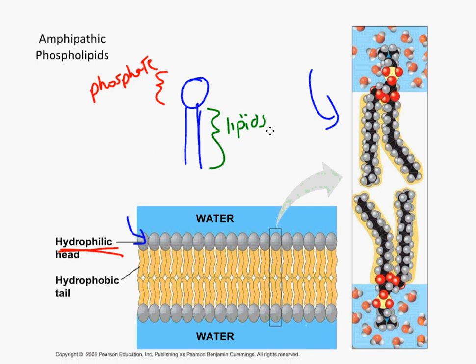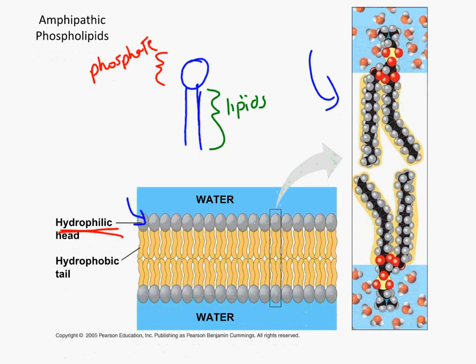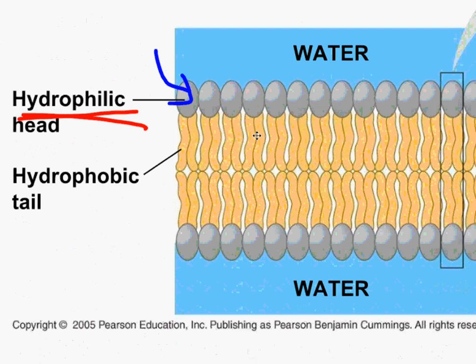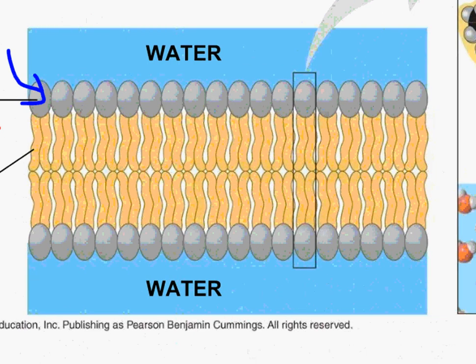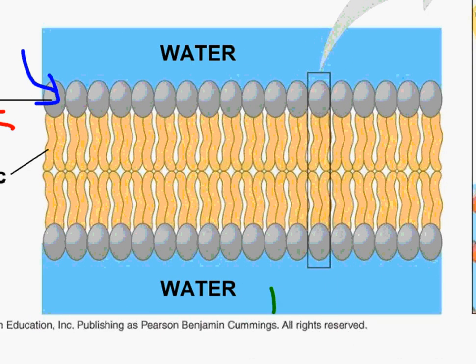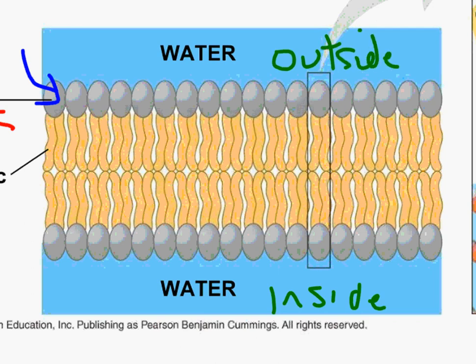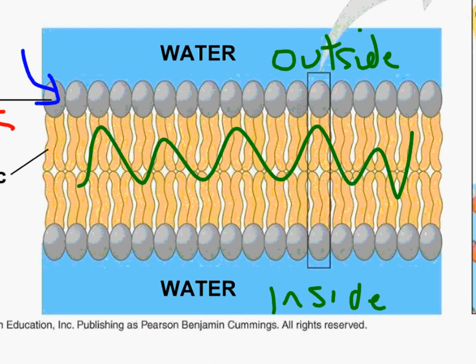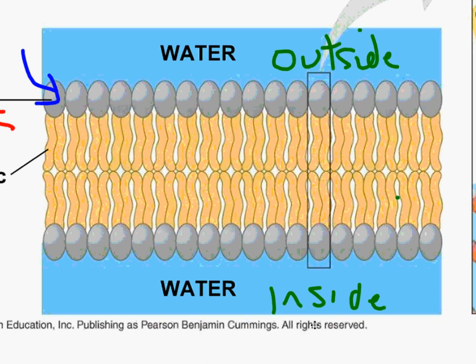And so in the cell, because of this, they are organized like this, so that the inside and the outside of the cell, which contain water, have the hydrophilic heads pointing toward them, and the middle portion, which is the hydrophobic part of the cell membrane, is facing each other. And so this creates a barrier, a semi-permeable barrier from the outside. There are things that can penetrate that barrier.